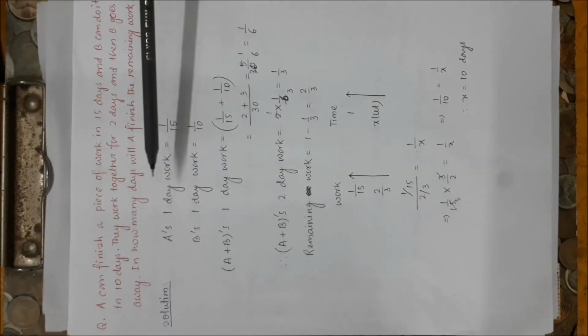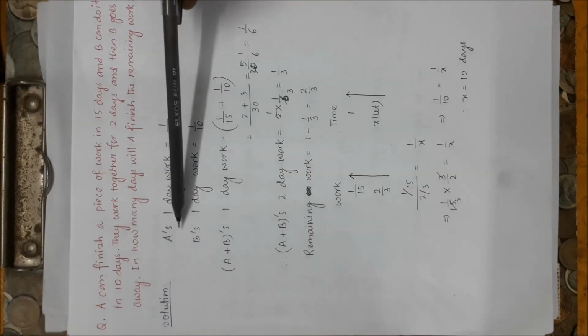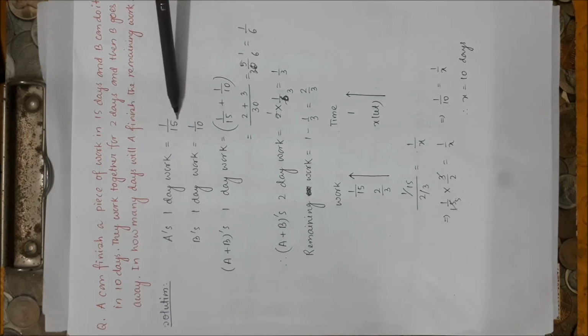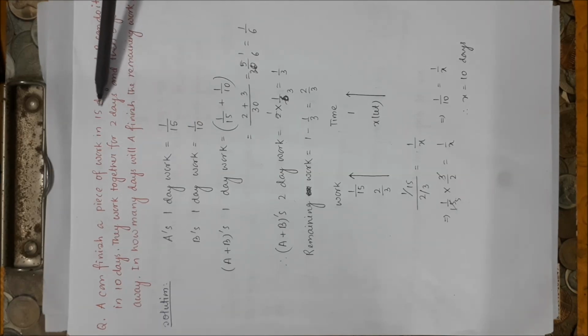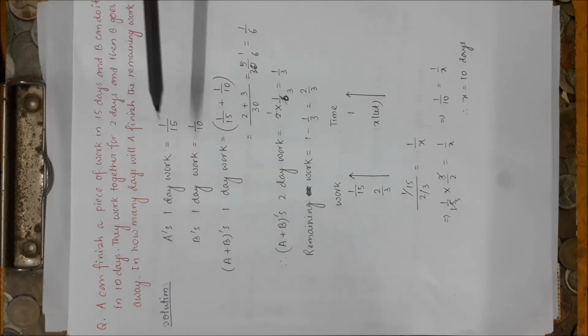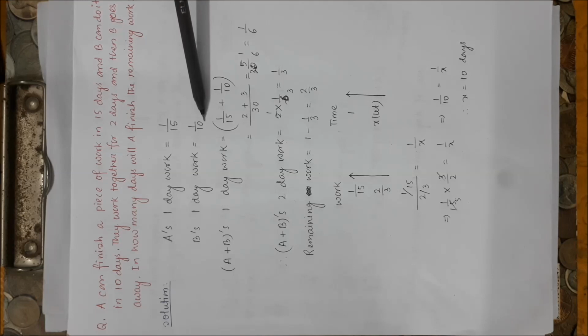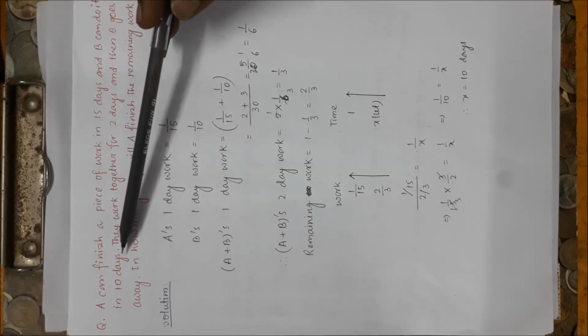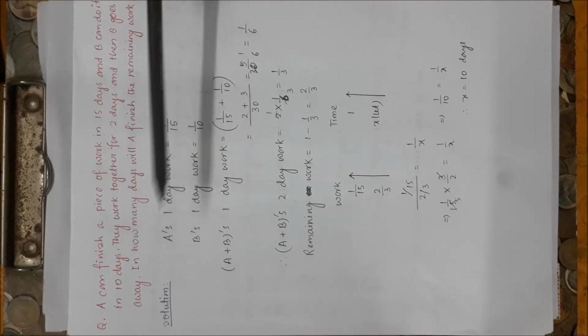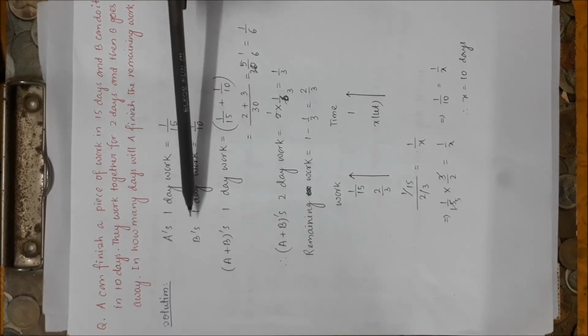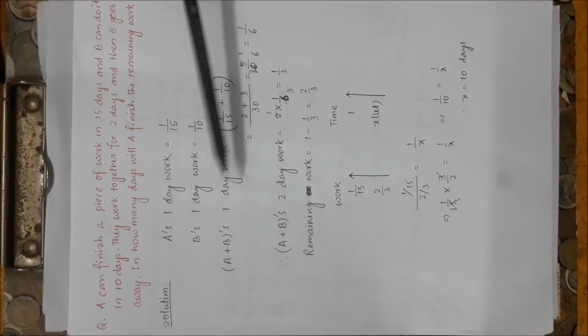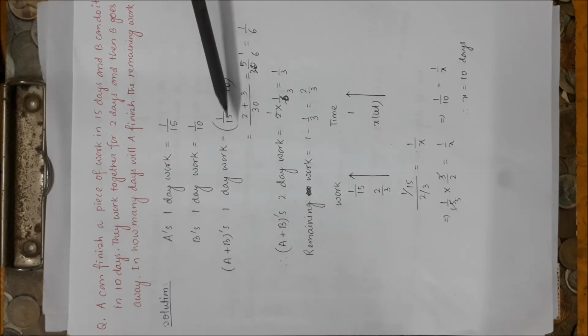So first we find out 1 day work of A equals 1 by 15, since he completes the entire work in 15 days. Similarly, 1 day work of B equals 1 by 10, since he completes the entire work in 10 days. So if they work together, then in 1 day A and B will finish 1 by 15 plus 1 by 10 part of the work. If you simplify, you will get 1 by 6.